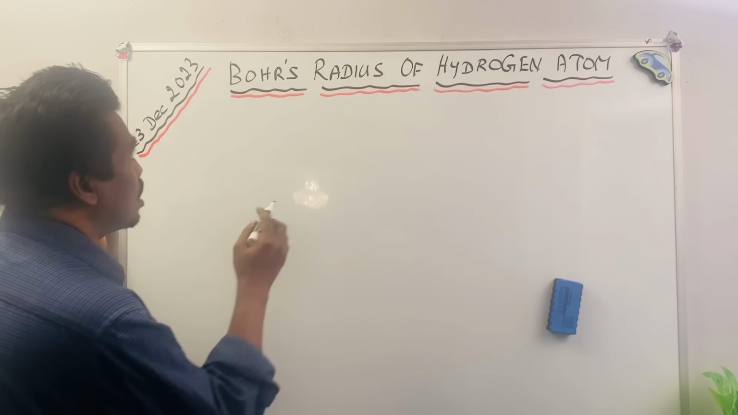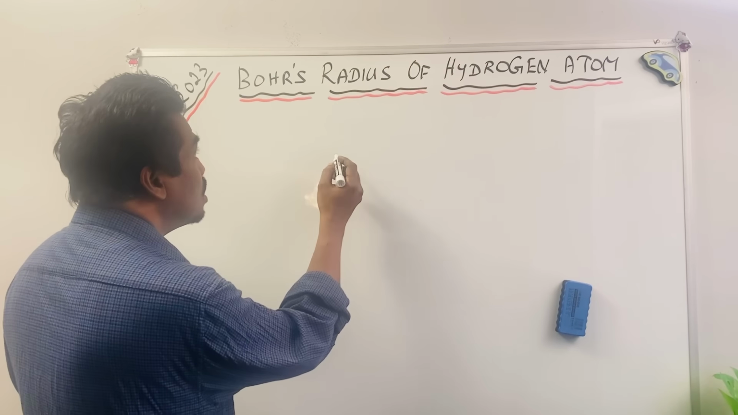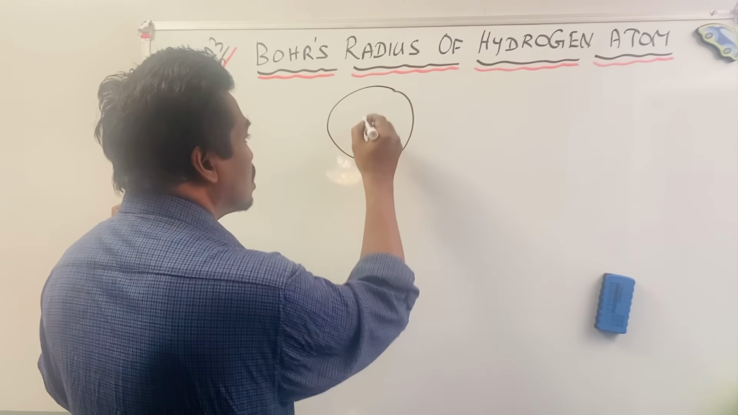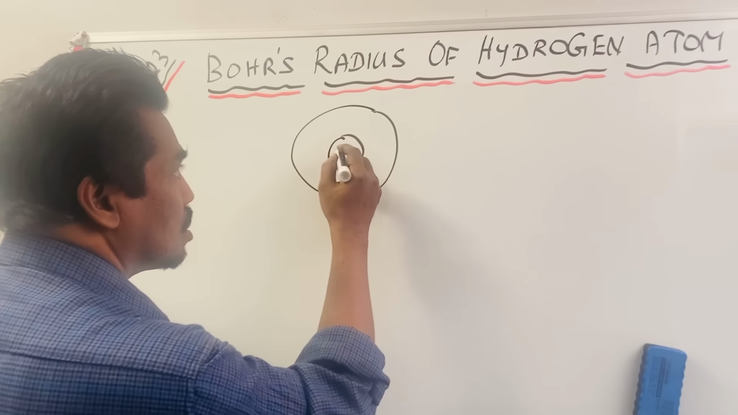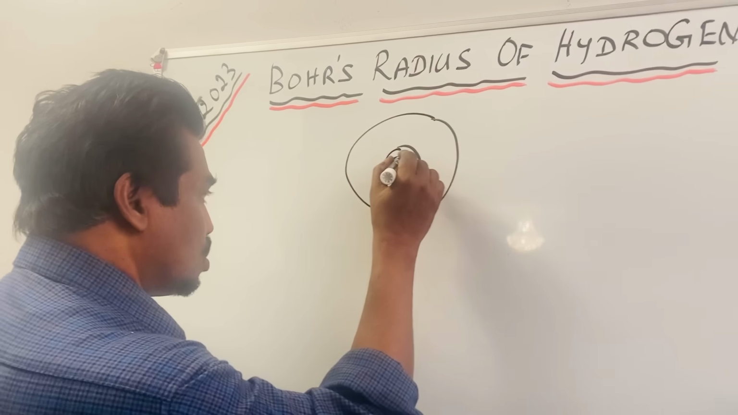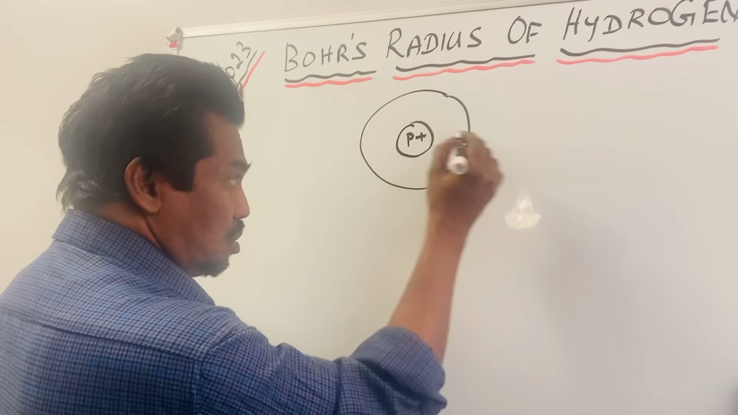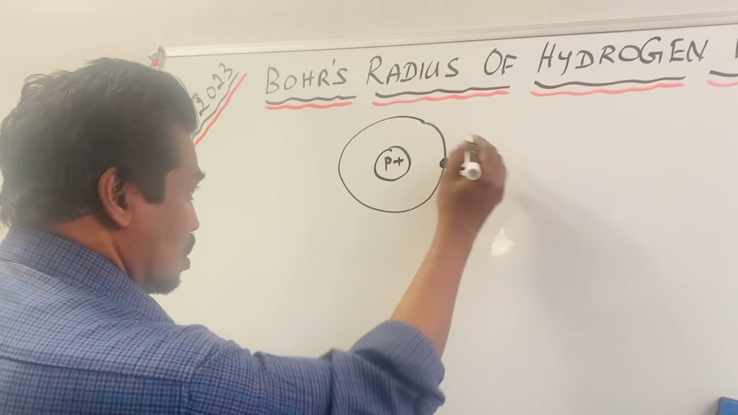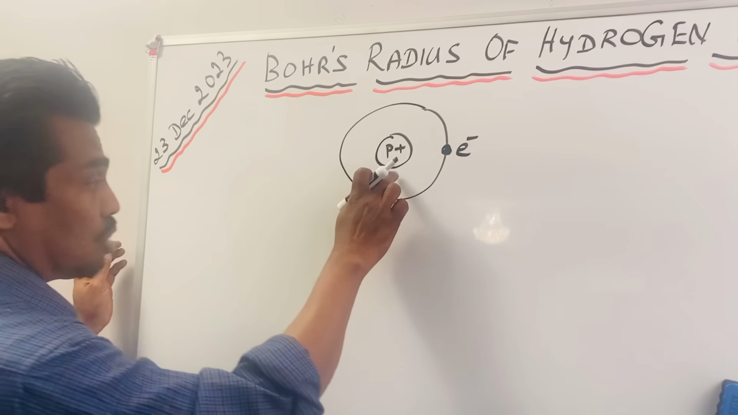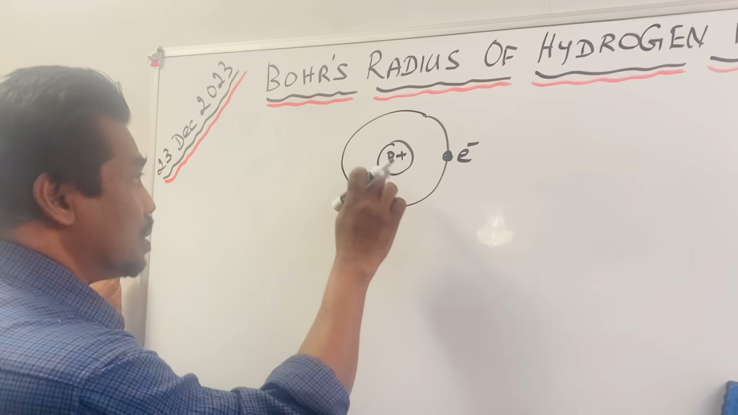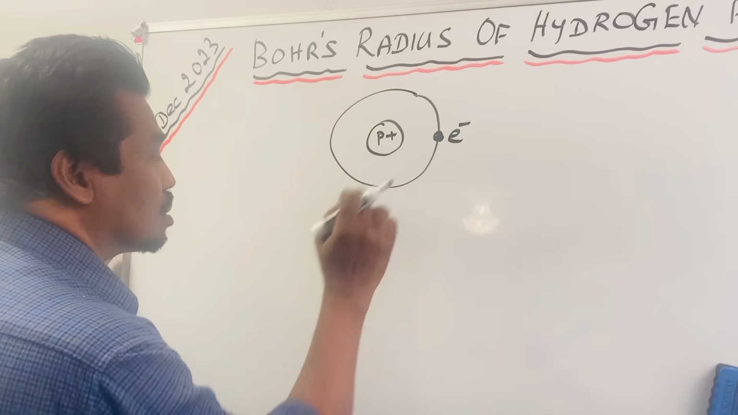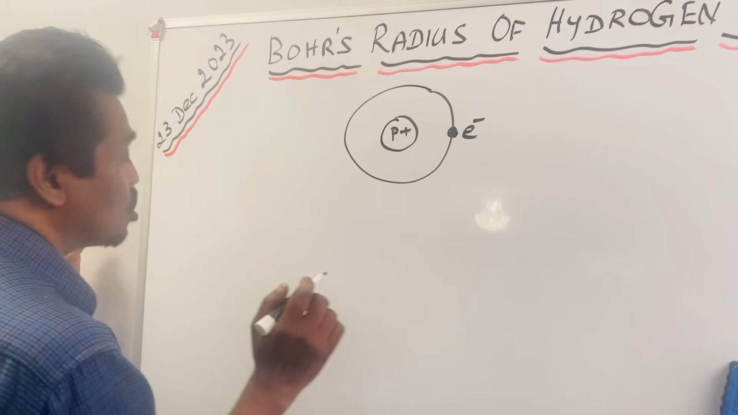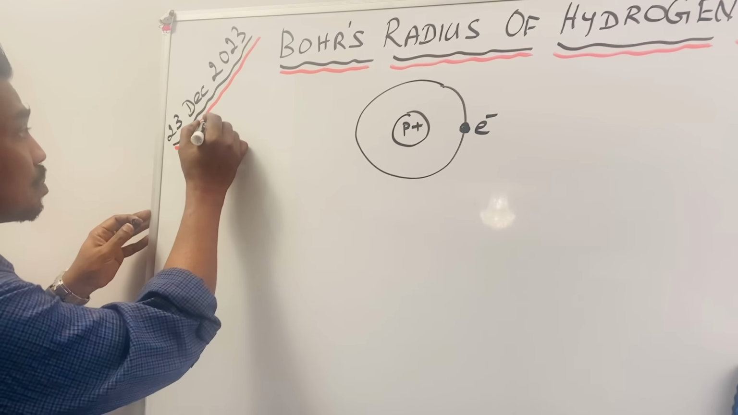Today we are going to study the Bohr's radius of the hydrogen atom. Bohr modeled the hydrogen atom as follows. The center part is the nucleus, which consists of protons. The charge of the proton is positive and the electrons will be in the outermost orbit. The charge of the electron is negative. So there will be a force of attraction between the nucleus and the electrons, and that is due to Coulomb's electrostatic force of attraction.